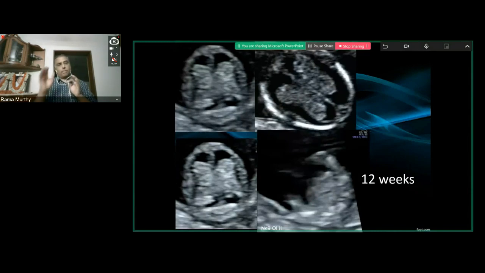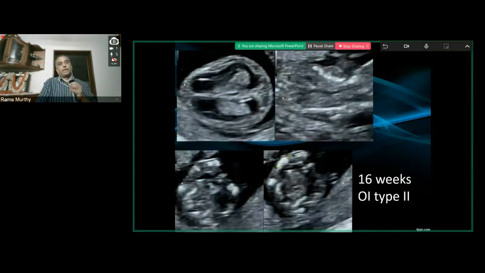Oh my God, this doesn't look normal. So let me look at the calvarial bones properly. Let me look at the long bones properly, and then you will call them not for an 18-week scan, you'll call them a little earlier, and you stumble upon the other findings, and you have picked up osteogenesis imperfecta type 2, right?